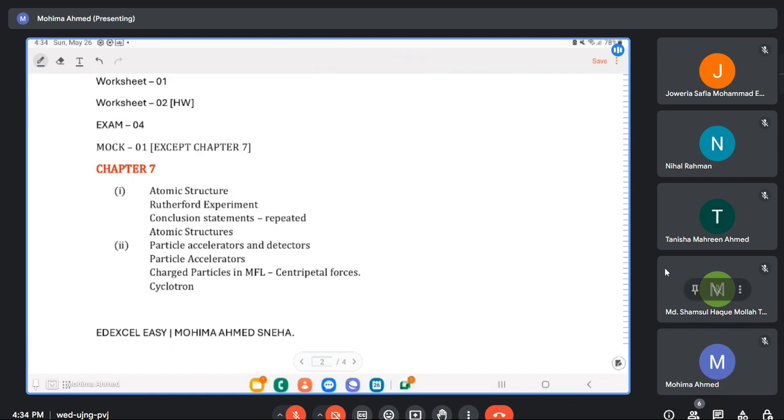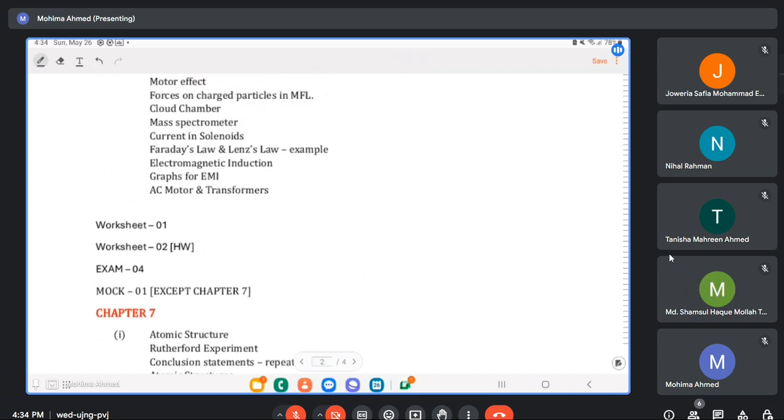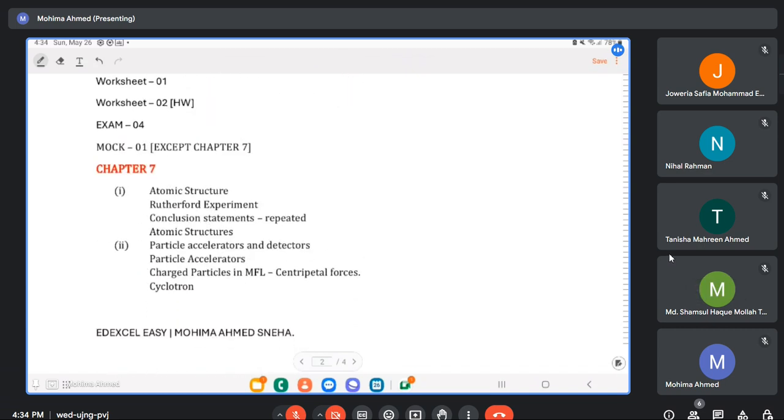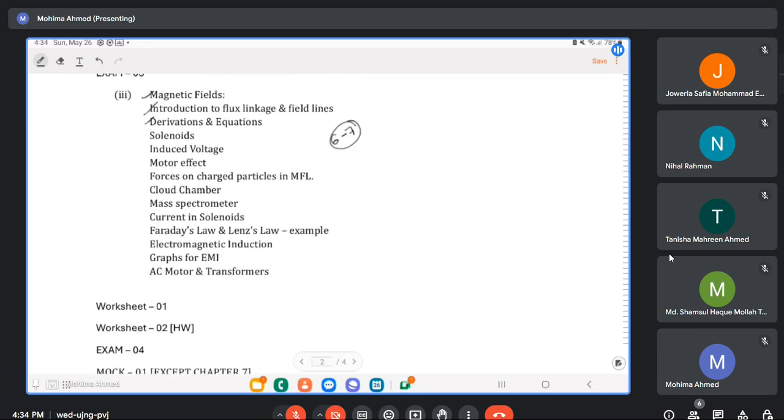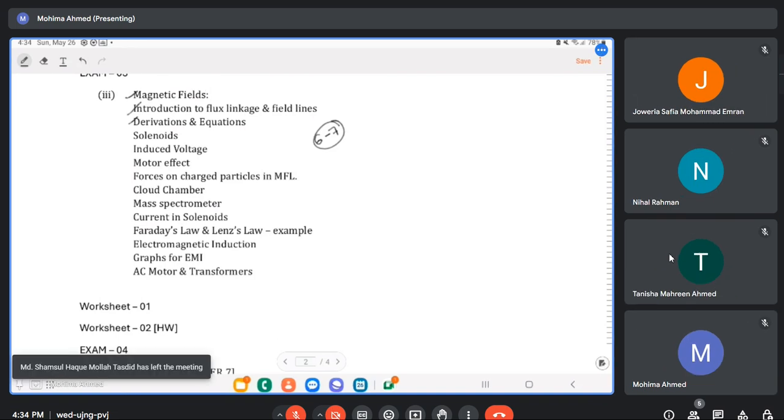Another thing, chapter 7 is quite related to the last section of chapter 6. For example, in chapter 7, we'll again learn about cloud chambers and cyclotron. Those things will be explained in detail in magnetic fields. So they are quite related. That's why I would suggest doing these chapters serially. First magnetic fields, and then go on to atomic structure.